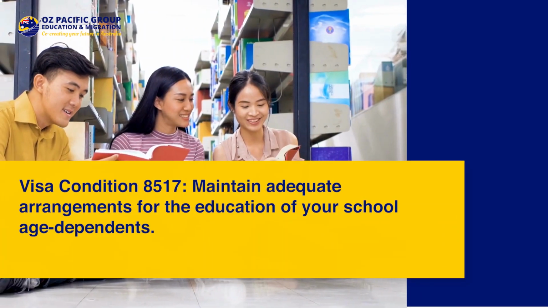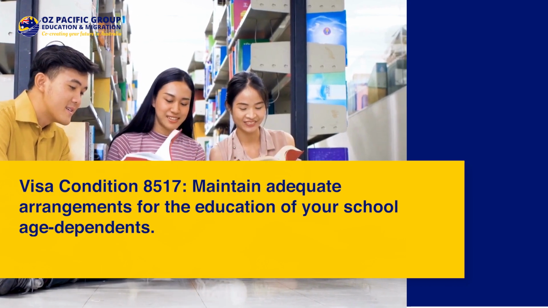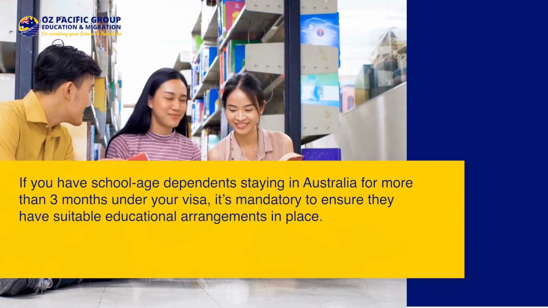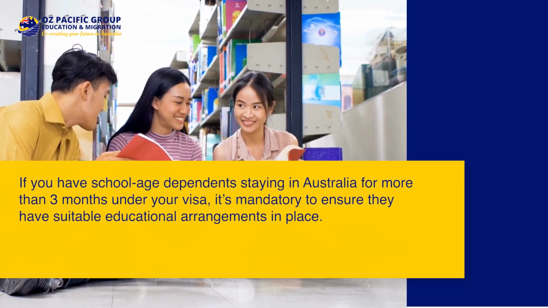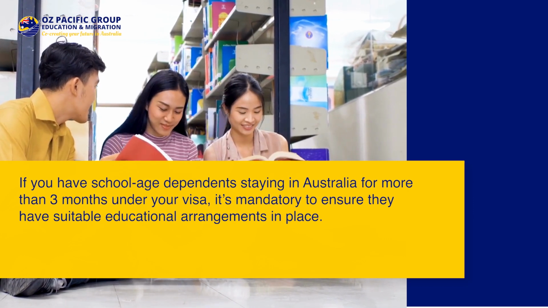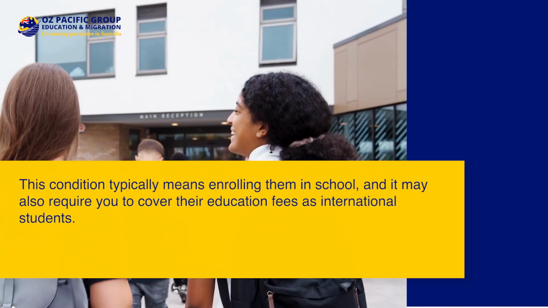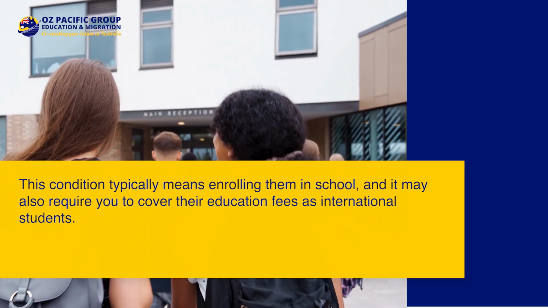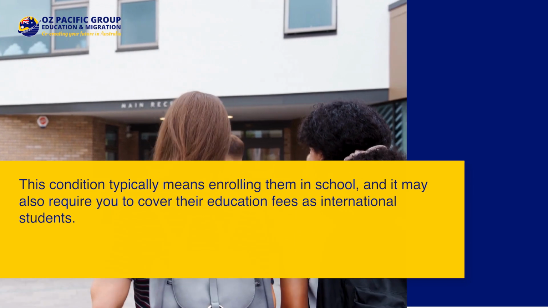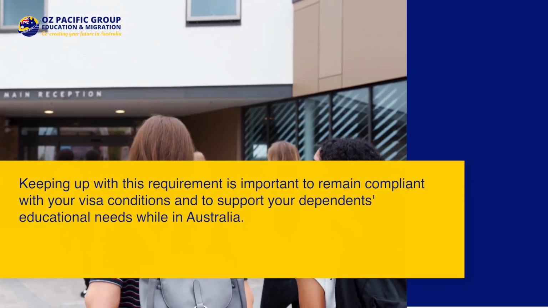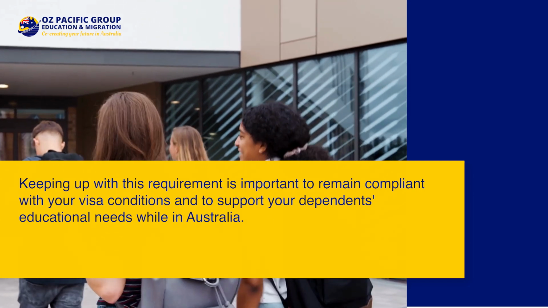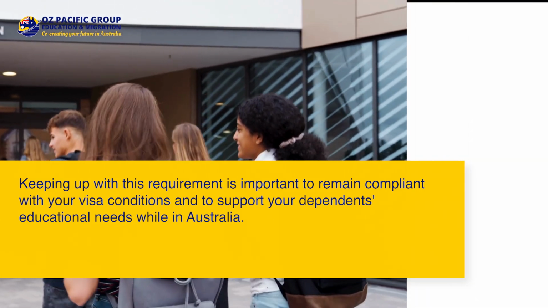3. Visa Condition 8517. Maintain adequate arrangements for the education of your school-age dependents. If you have school-age dependents staying in Australia for more than 3 months under your visa, it's mandatory to ensure they have suitable educational arrangements in place. This condition typically means enrolling them in school, and it may also require you to cover their education fees as international students. Keeping up with this requirement is important to remain compliant with your visa conditions and to support your dependents' educational needs while in Australia.